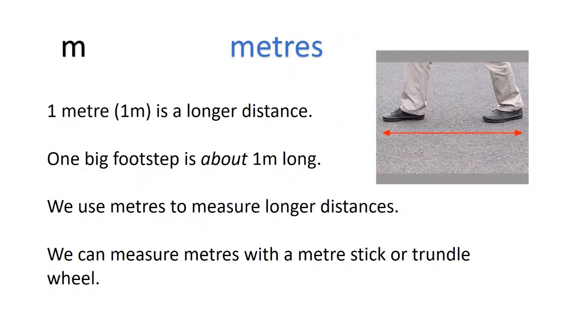When we get into 1 metre, we're starting to look at a longer distance. So 1 adult footstep or big child footstep is about 1 metre long. So we use metres to measure longer distances. Now we can measure metres with a metre stick, or sometimes with something called a trundle wheel that we'll look at later.